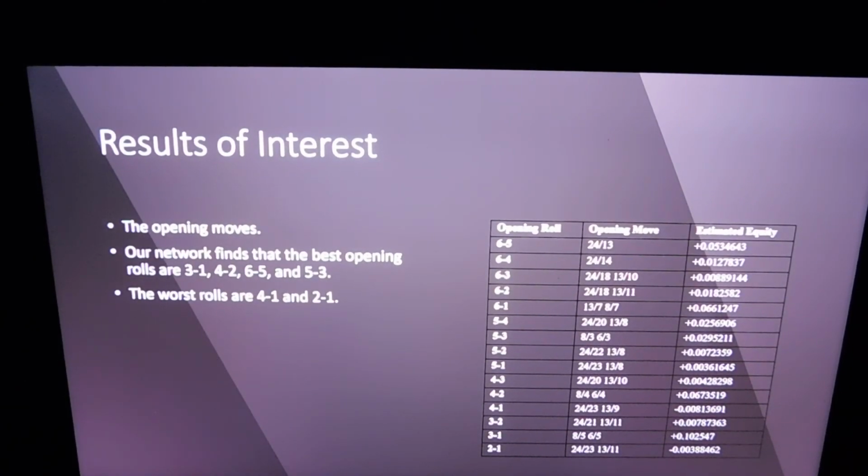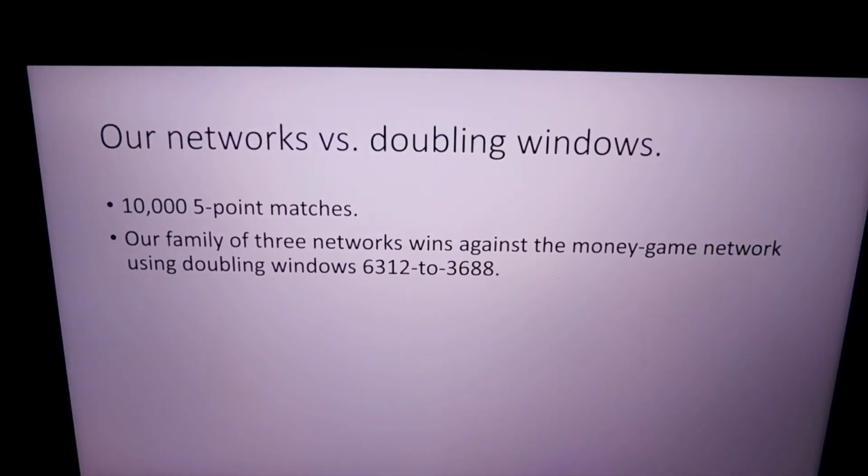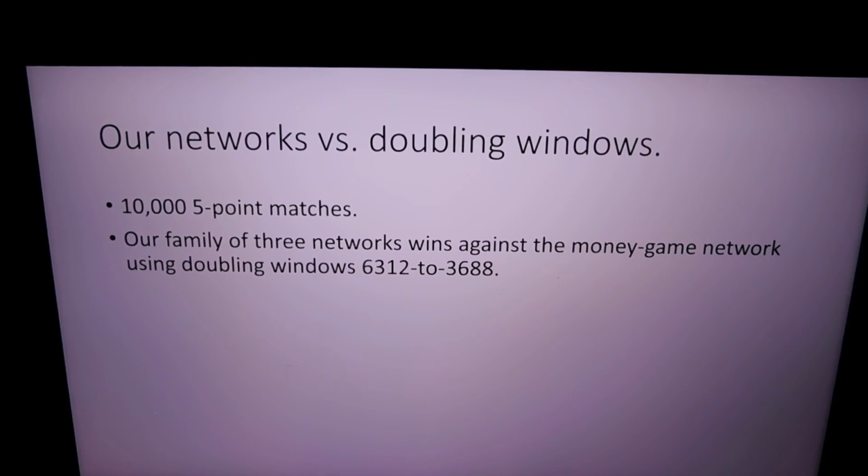So let's take a look at some results. We tried our program on the opening rule, and it claims that the best opening rules are the 3-1, the 4-2, the 6-5, the 5-3. The worst are the 4-1 and the 2-1. Pretty common sense. And then we tried matching up our network versus just using the doubling window for the money games. And very statistically significant results, 63-12 to 36-88, playing a 5-point match.